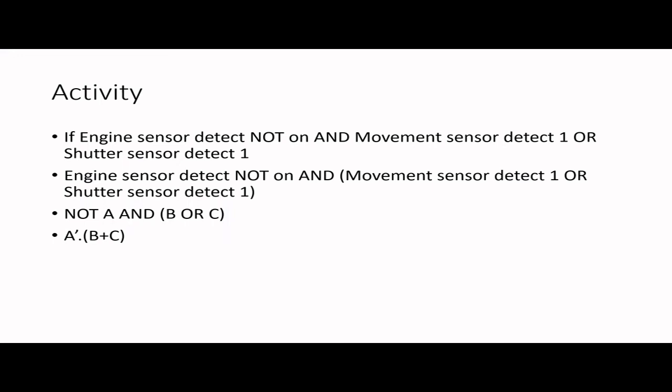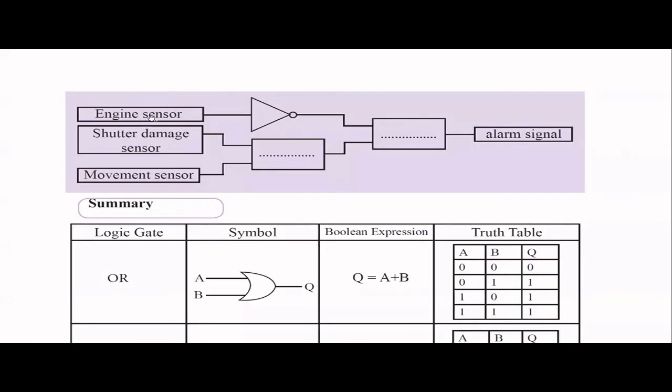the shutter sensor is detecting any damage. And now if you see this one, very clearly you can go for this fill-in-the-blanks example. It's very easy now, right? Because the engine sensor should not detect anything. That means the engine is off, right? That's why there's a NOT gate. So then the shutter damage sensor and the movement sensor, this should have what? I told you, it should be an OR operation. So there should be an OR gate.